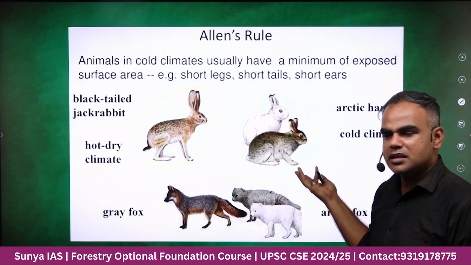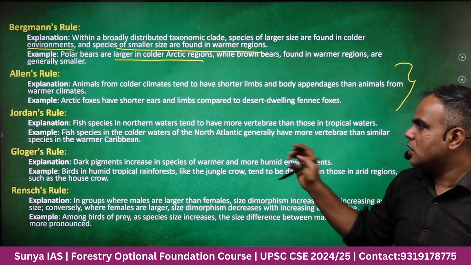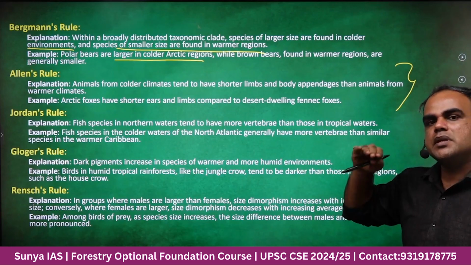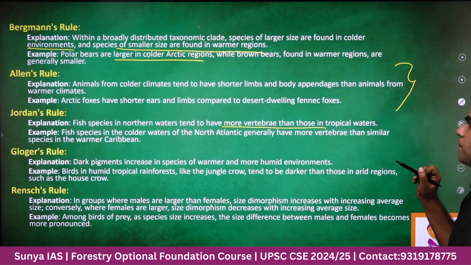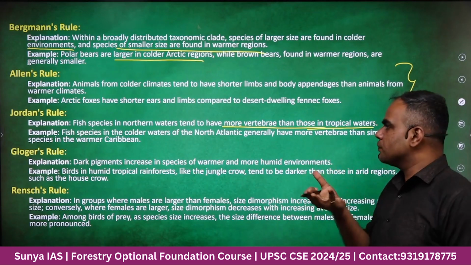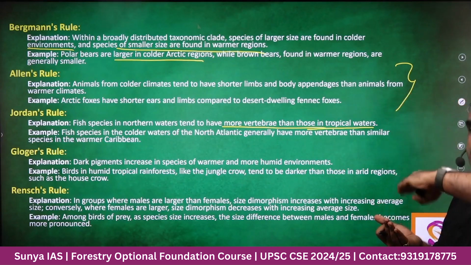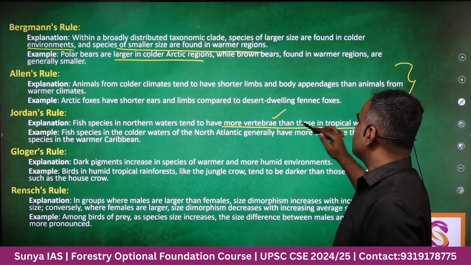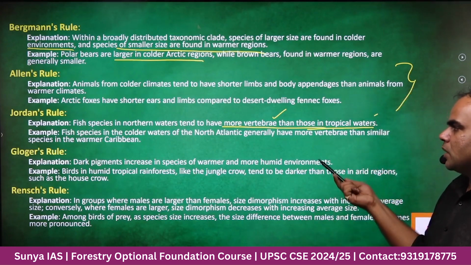Allen's rule, we've already seen this. Then there is Jordan's rule. So here this is linked to fishes. Fish species which are present in northern waters have more vertebrae than the species in tropical waters. Tropical waters are warmer in nature. So what we have seen, the fish species in the northern waters have more vertebrae as compared to the species in tropical waters. Okay, so that is one.